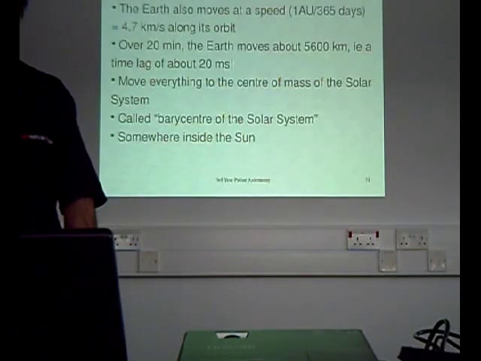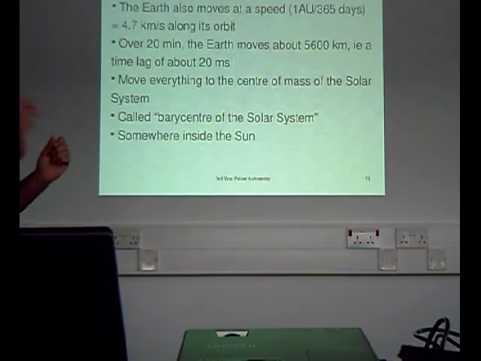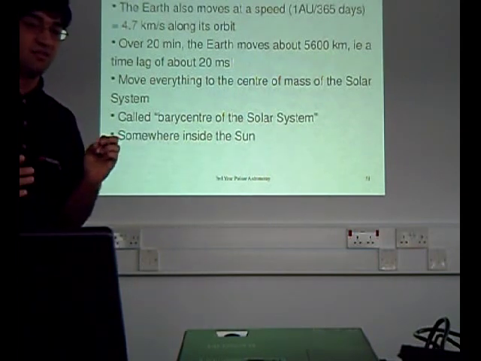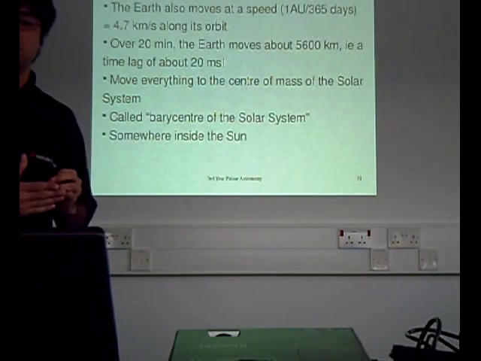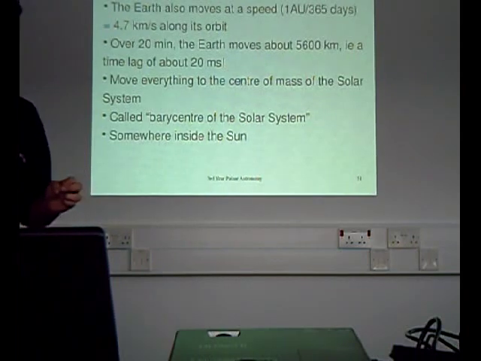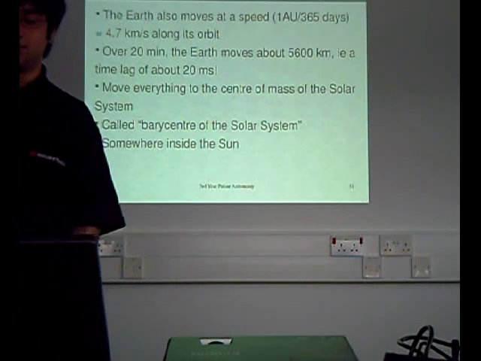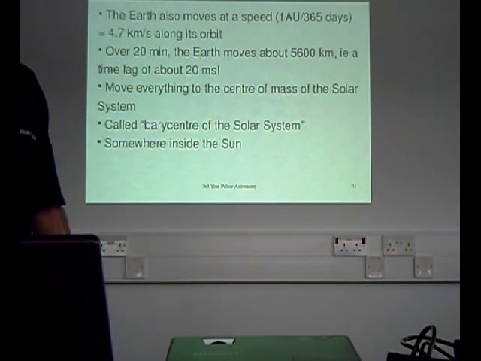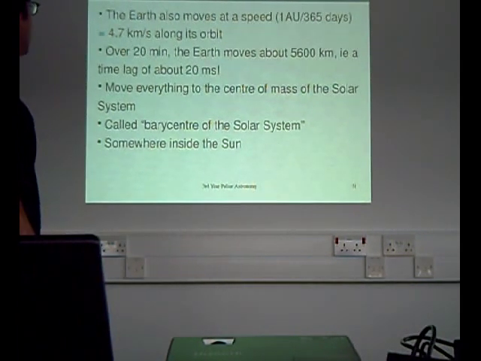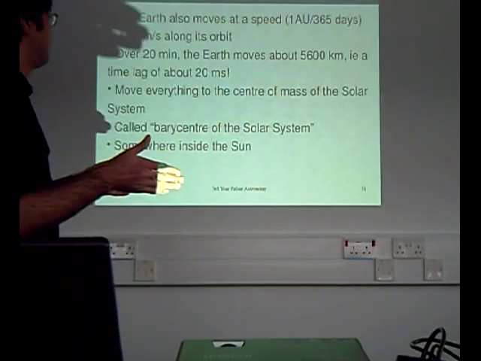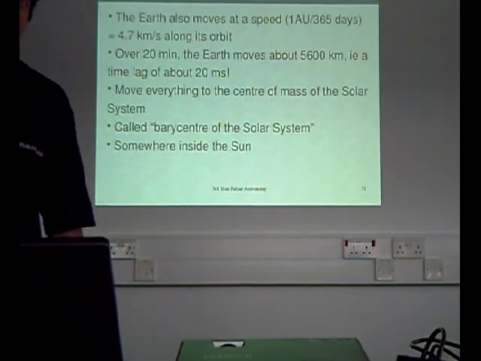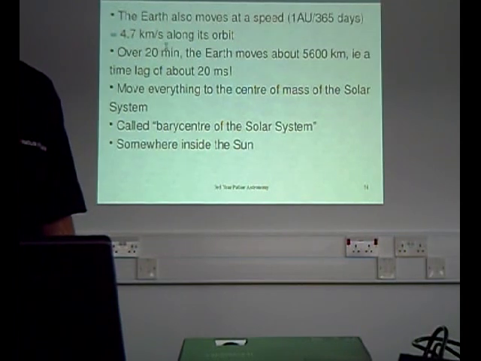We also corrected for the Earth orbit around the Sun. The Earth moves at about 4.7 kilometers every second, and that's a lot, and a time lag of 20 milliseconds between every 20-minute pulses. So we move everything down to somewhere called the barycenter of the solar system. That's just the center of mass, taking into account the Sun, Jupiter, Saturn, and everything else.